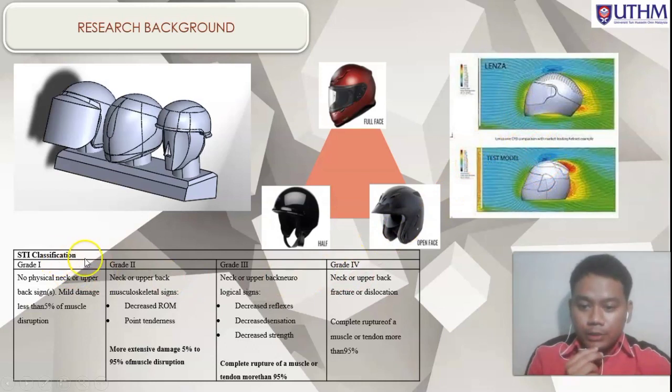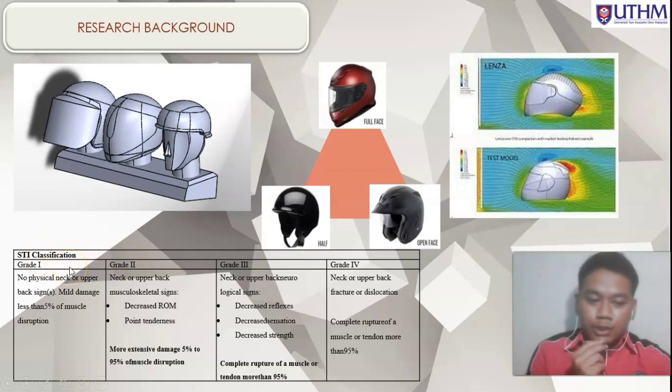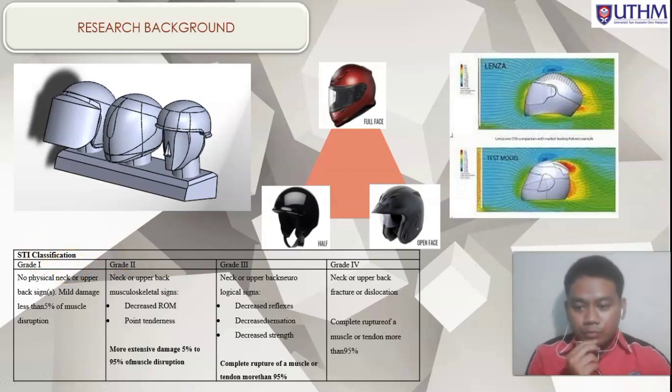Okay, so here we have the QTF classifications, which is one of the standards used in whiplash injury, from grade 1 until the most fatal, which is grade 4. Grade 1: no physical or upper back signs, mild damage, less than 5% of the muscle disruption. Grade 2: neck or upper back musculoskeletal signs, decreased ROM, point tenderness, more extensive damage, 5% to 95% of muscle disruption.